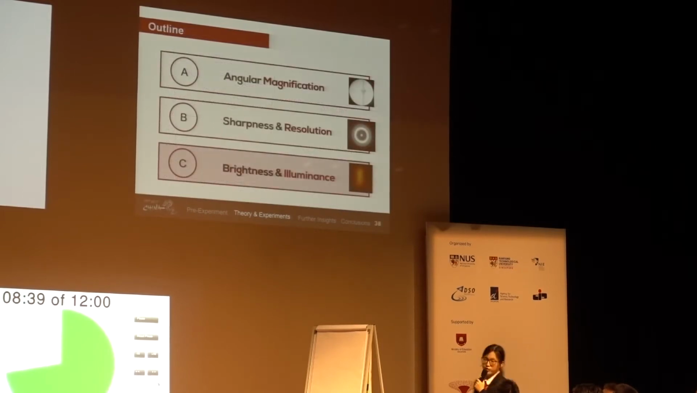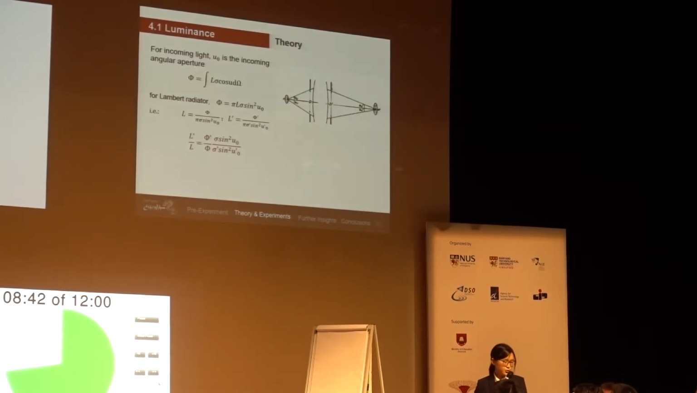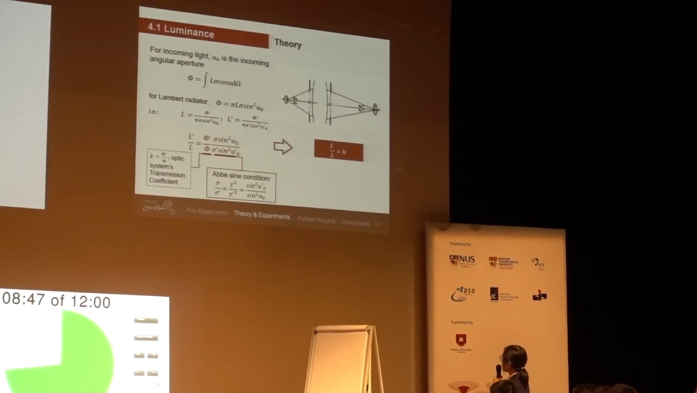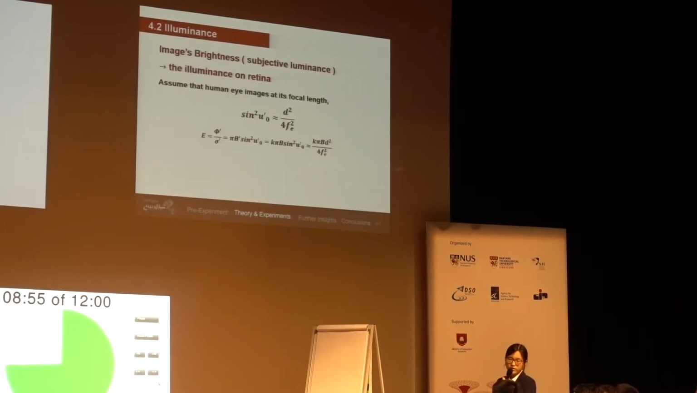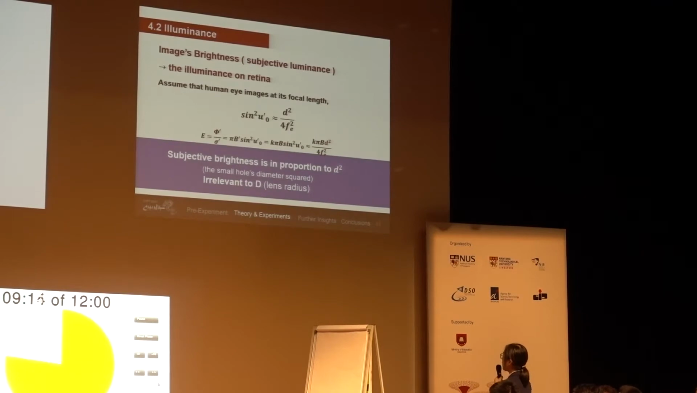Now let's move on to the brightness. For the luminance, we can see from simple calculation that luminance is only correlated with the system transmission coefficient and has no correlation with any parameters. But the brightness of the image we saw is actually the subjective luminance, the illuminance on the retina. Since the human eye pupil is larger than the pinhole, the illumination is proportional to the square of the diameter of the pinhole, and it's equivalent to the diameter of the lens.